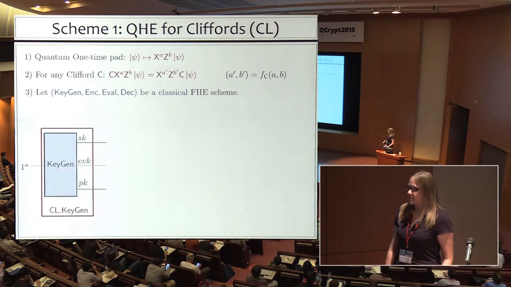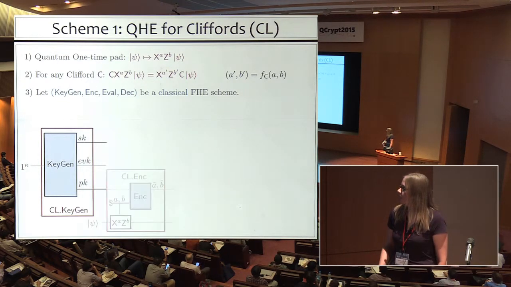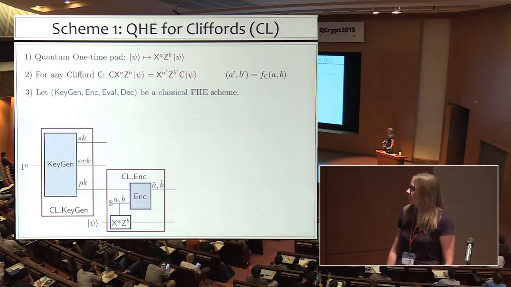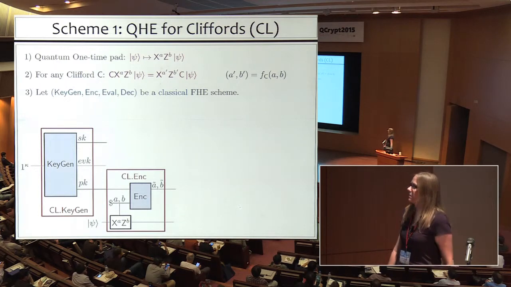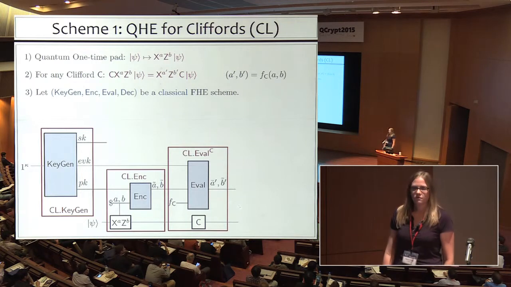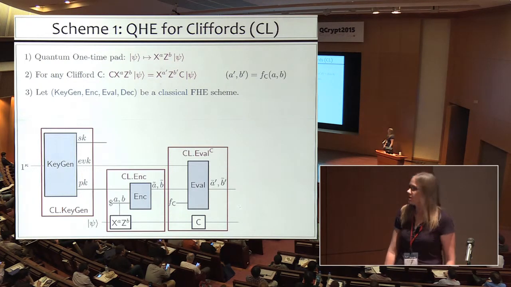Okay, so our Clifford scheme's key generation procedure we'll just call the classical key generation procedure. And then to encrypt, we're just going to apply the quantum one-time pad. So choose random A and B and apply X to the A, Z to the B, and then encrypt A and B with our classical encryption scheme. And then to evaluate any Clifford C, we're just going to apply C on the quantum state.